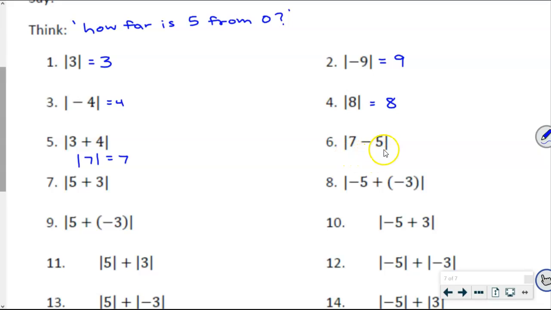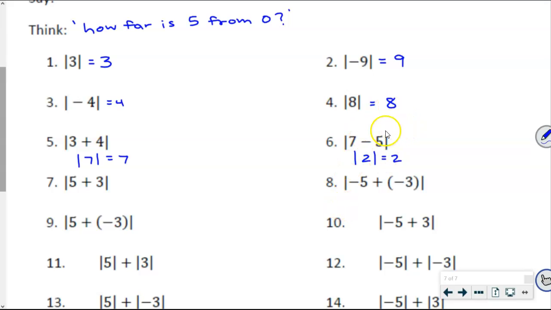Let's compare that to this. Again, we have our grouping symbol. We need to simplify what's inside of that grouping symbol first. Then we can actually worry about the absolute value. 7 minus 5 simplifies to 2. So then I ask, what is the absolute value of 2? It's 2 away from 0.